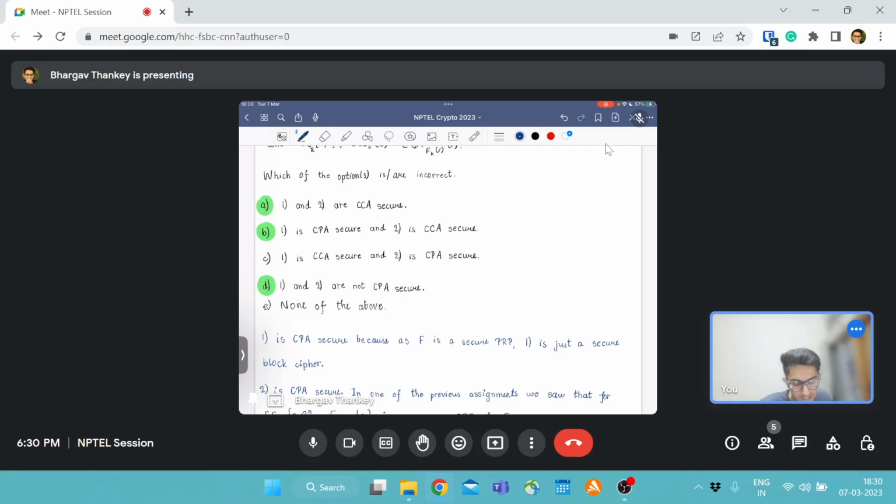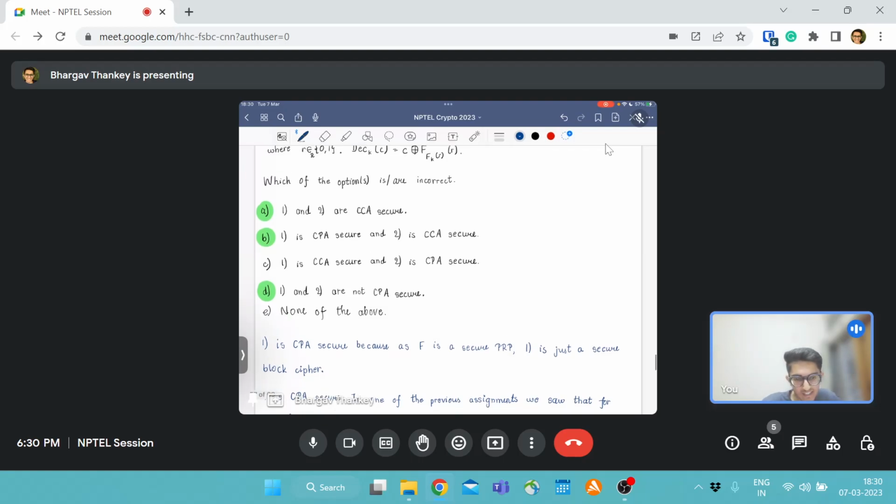Therefore, we cannot pick option E, because option E being correct would say that none of the above are incorrect, but already three are incorrect. So E cannot be picked, and we are only left with option C, and that is actually correct. It is true that one is CCA secure, but I couldn't come up with any simple proof for that. Is this fine?